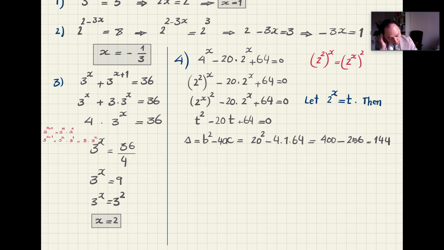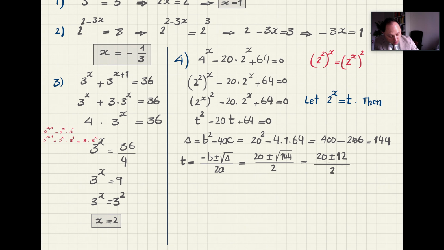Okay, 144 is positive, but I need to write a formula, if hopefully you haven't forgotten. So it is minus b plus or minus square root of delta divided by 2a. Here minus b is minus 20, so minus minus 20 becomes 20, and then I have plus and minus square root of 144 divided by 2 times a, which in this problem is 1. The square root of 144 is 12, and then divided by 2, so you see that I get 2 answers for t.